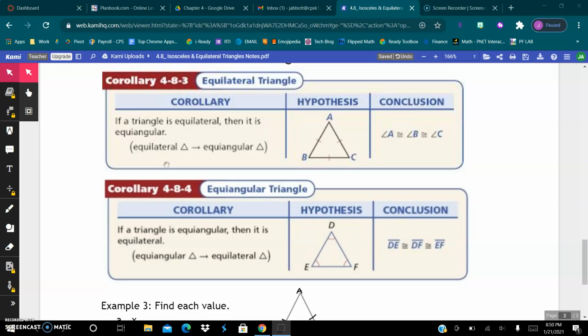We have two corollaries to look at. The first one is an equilateral triangle, and it says if a triangle is equilateral, then it is equiangular as well. So if we know we have an equilateral triangle, that the sides are all the same, then we know that the angles are also the same. And the other one says that if we have an equiangular triangle, then it is also equilateral. So if we know all three angles are the same, then we know all three sides are the same. So just backwards.